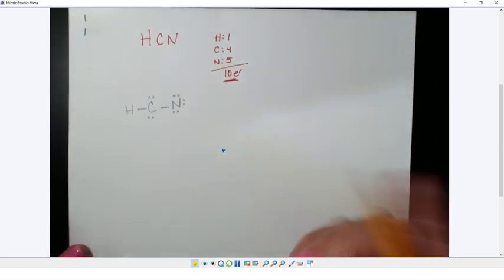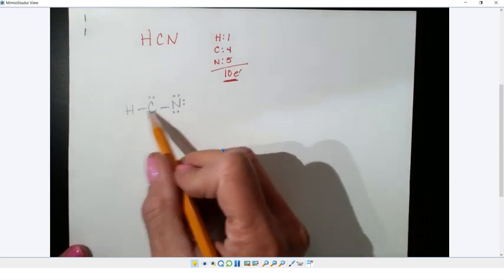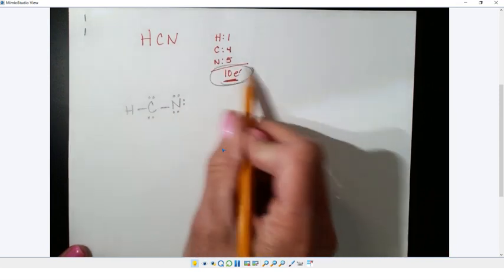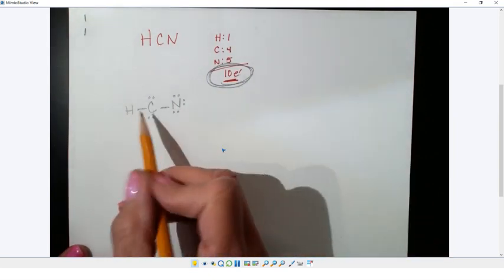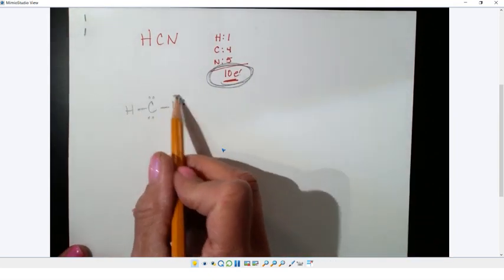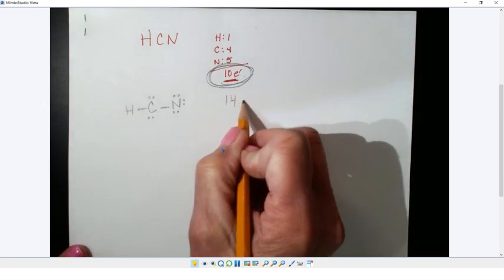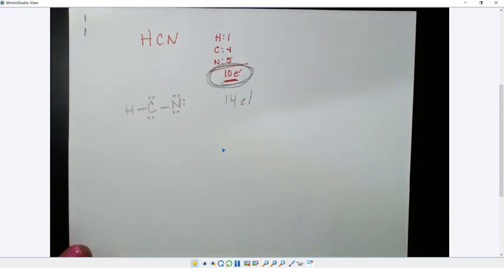Now I have to count up. The goal is to have each of these have an octet or a duet, and I can account for 10 valence electrons. So if I count them up total, I've got 2, 4, 6, 8, 10, 12. Right now I have 14 electrons. That is way too many. Okay? So I can't just have more electrons than all of my atoms have. So the next step is I'm going to get rid of lone pairs and make them lines or dashes.